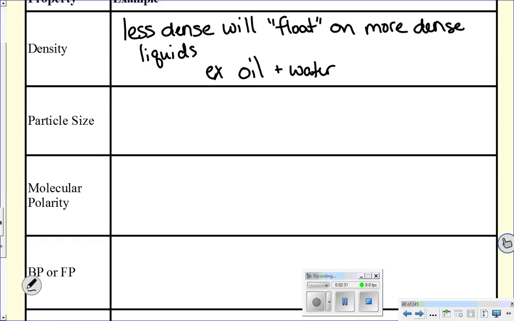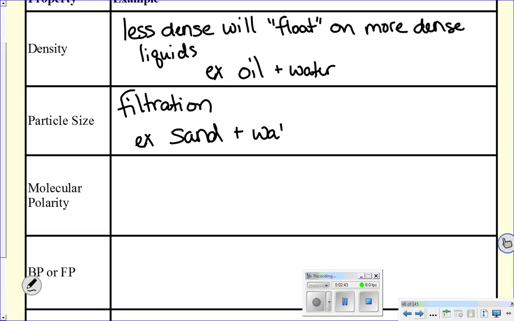Particle size, you can separate by filtration. And this is a great example. Same in water, you can think about sifting dirt through a sifter, but you have to have a difference in particle size in order to use filtration.